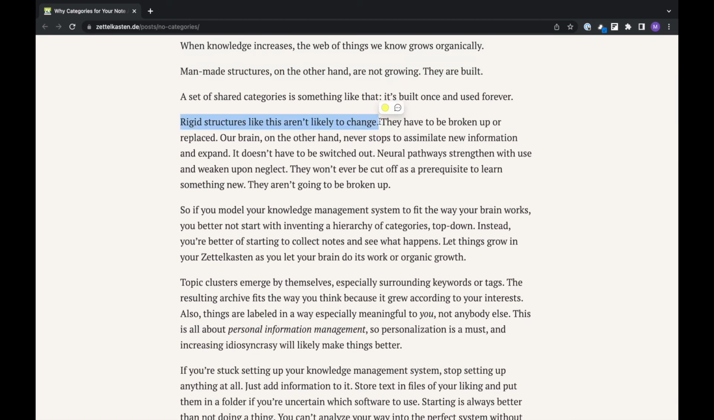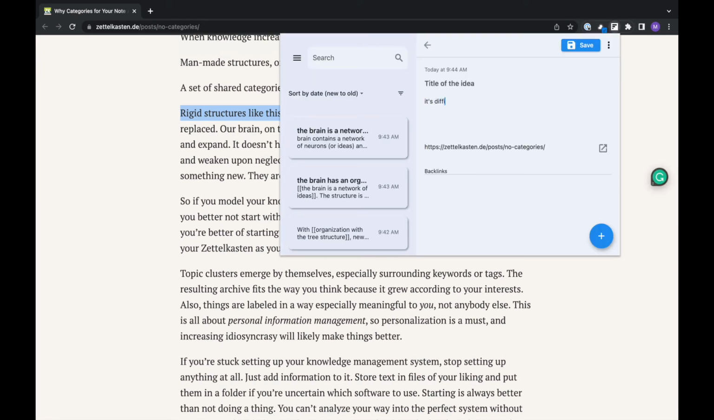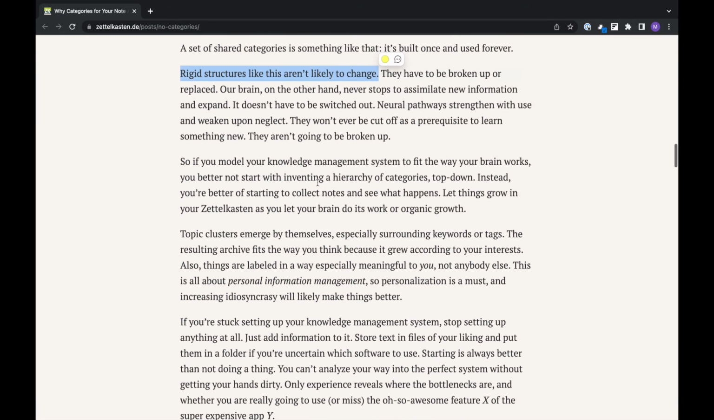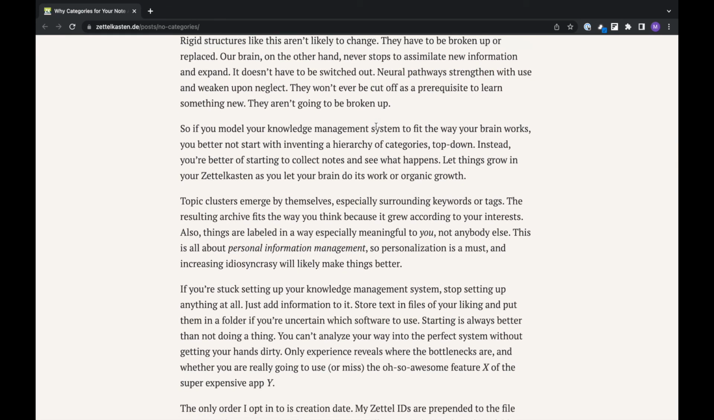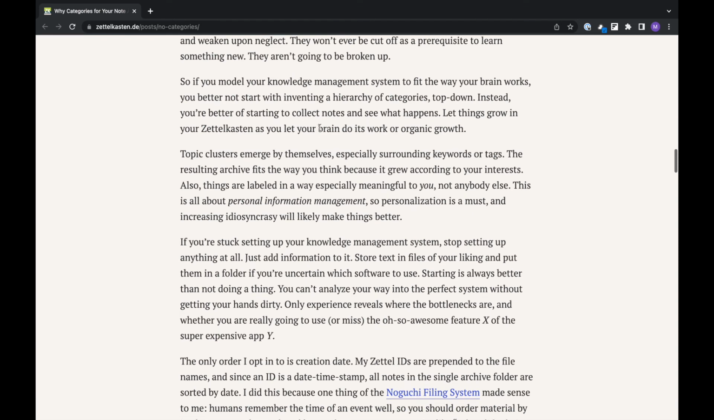It's difficult and time consuming to update rigid structures, for example, organization with the tree structure. Because these structures are so rigid and we have these systems around them, it takes a lot of thinking to figure out what folders to add and where to add them to make it a good structure.